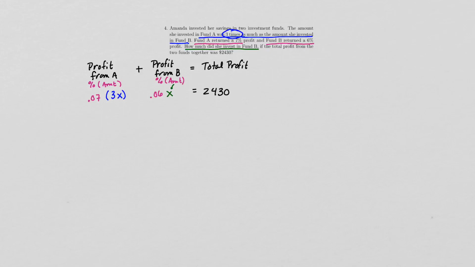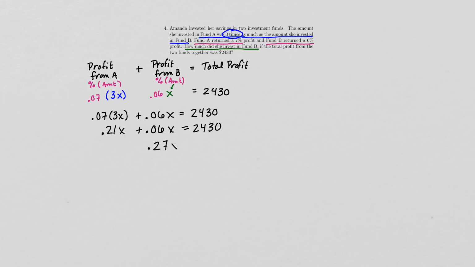So if I go to write down what this is, I have 0.07 times 3x plus 0.06x equals 2,430. 0.07 times 3 is 0.21. So this becomes 0.21x plus 0.06x equals 2,430. If I add those two x terms together, I end up with 0.27x equals 2,430. Divide both sides by 0.27.